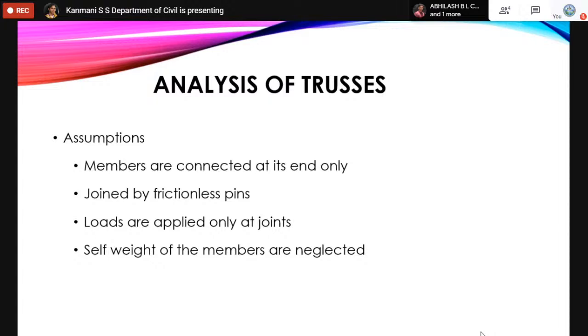Maybe a UDL or a UVL, we'll convert it to a single point load. We will apply that only at the joints. Maybe a wind force or any lateral force, we will apply only at the joints, and the self weight of the members is neglected. These are the basic assumptions of analysis of trusses, which make it simple to analyze the trusses.